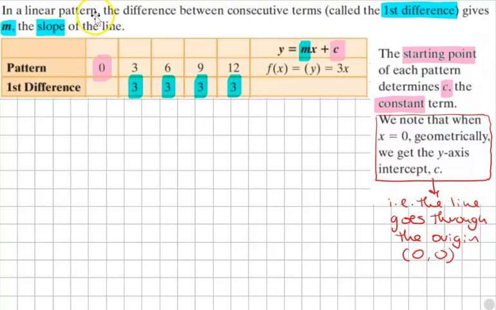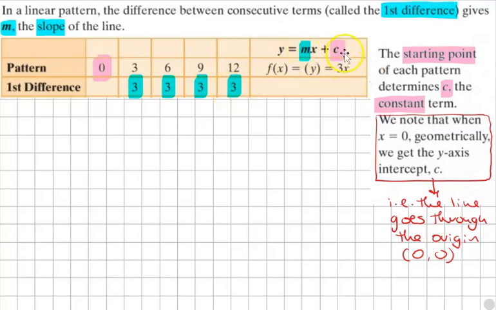In a linear pattern, the difference between consecutive terms, called the first difference, gives m, the slope of the line. So if our pattern is 0, 3, 6, 9, 12, ... The first difference, to get from 0 to 3, we add 3. To get from 3 to 6, we add 3. To get from 6 to 9, we add 3, and so on. So the first difference is 3. So if we have our equation of a straight line, y = mx + c, the m is going to be 3, because that's the first difference.